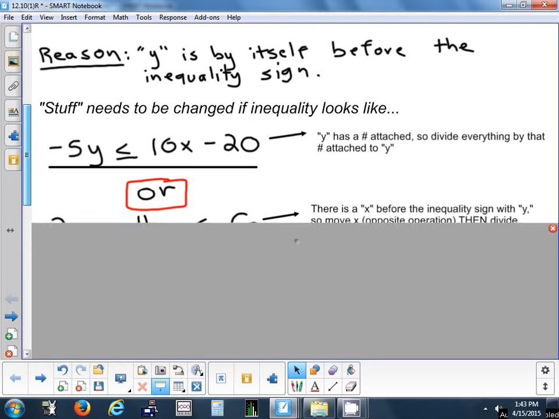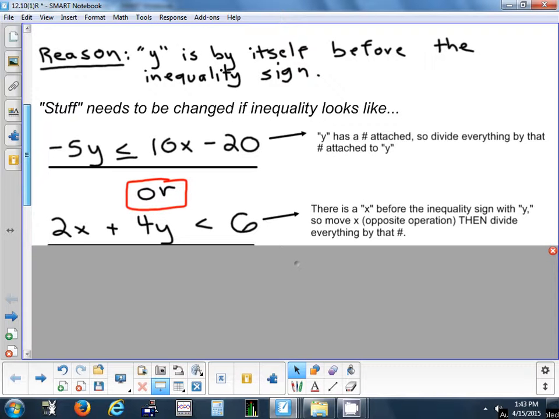Next kind: you might get something like this. 2x plus 4y is less than, remember this is a less than sign, 6. Now, one of the last ones we did on the homework was kind of like this. What did we have to do? Will, if you had something like this, what would you do?